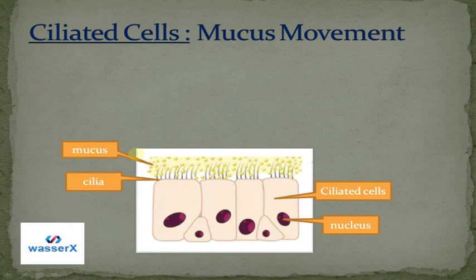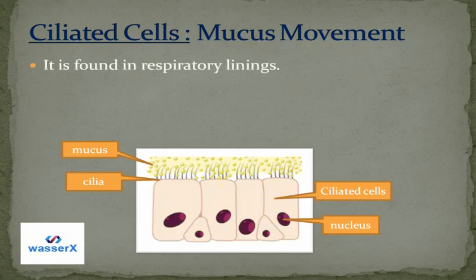So now let's see them. First, they are ciliated cells. As you can see, these are cilia, right? And these are the cells, this is mucus, and this is the nucleus of the ciliated cells. These cells provide the mucus movement in the organism's body. They are found in respiratory linings. That means you can see these kinds of cells in our nose. If I talk about the human nose, these are the nose hairs. Just compare it with that. We have nose hairs and this is the mucus that is around our nose hairs.